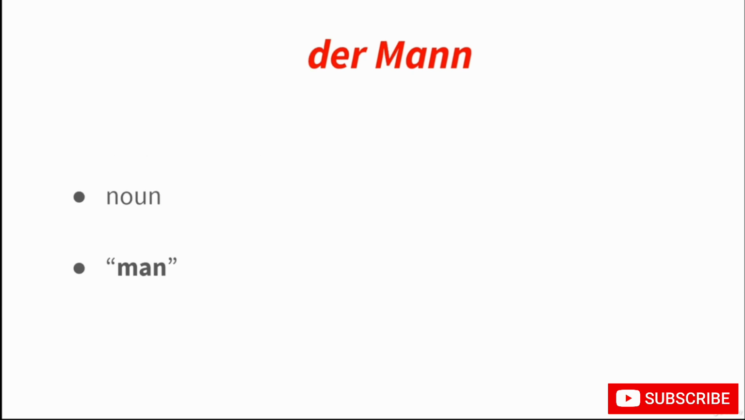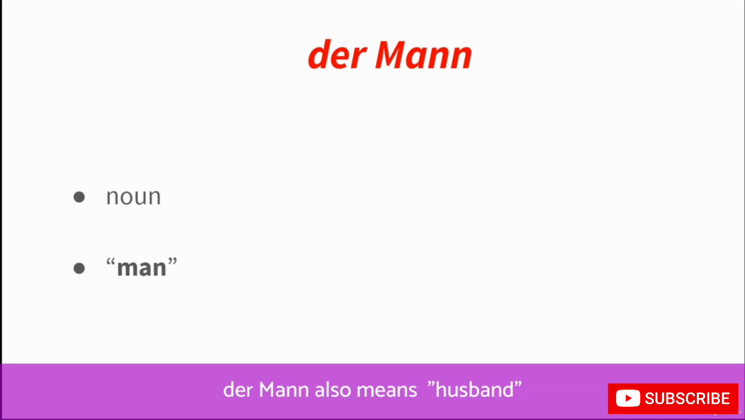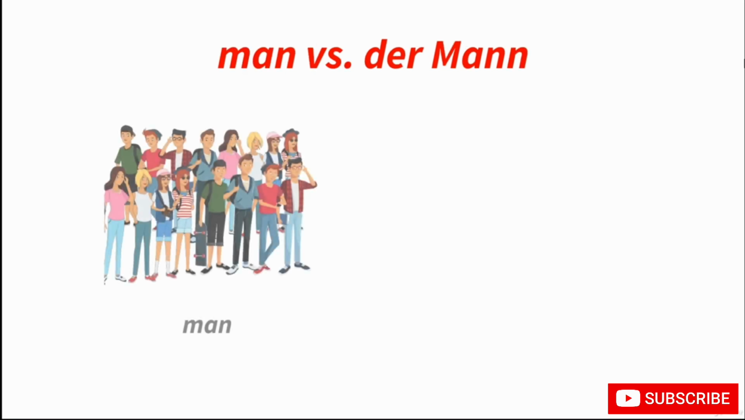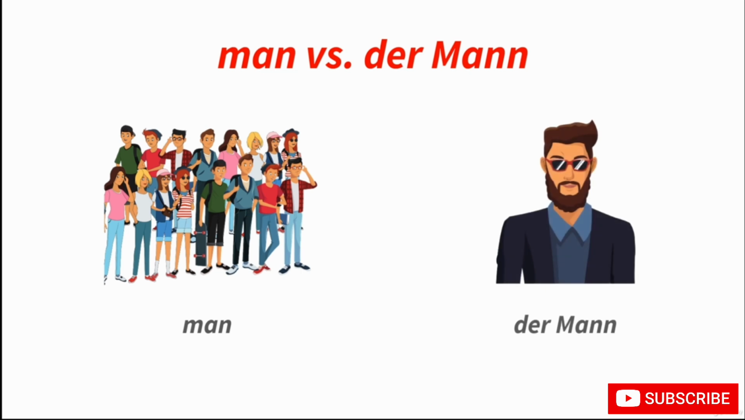Der Mann is a noun and it means man. When we are mentioning someone who is a man, then der Mann is used. Let's compare them. Man symbolizes all people, and when we want to express a rule, then man is used. But when we are mentioning a singular person who is a man, then der Mann is used.